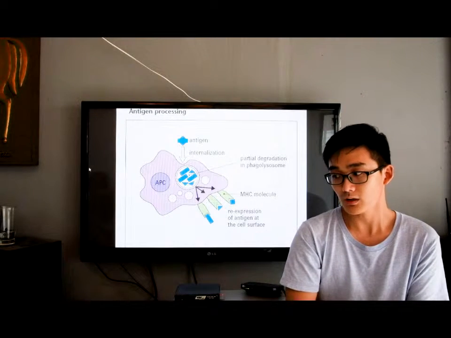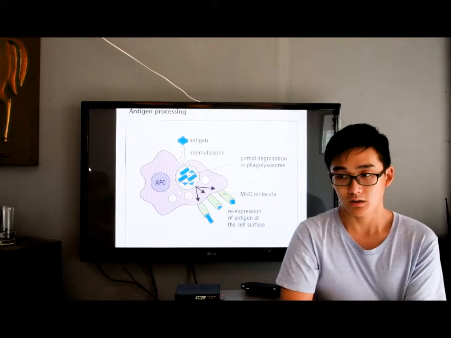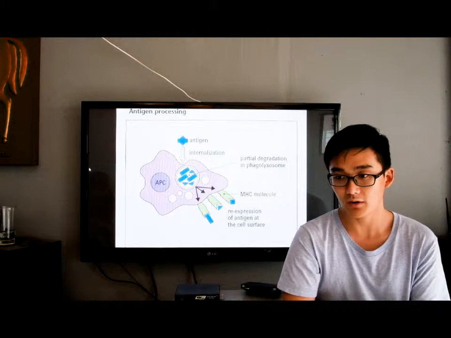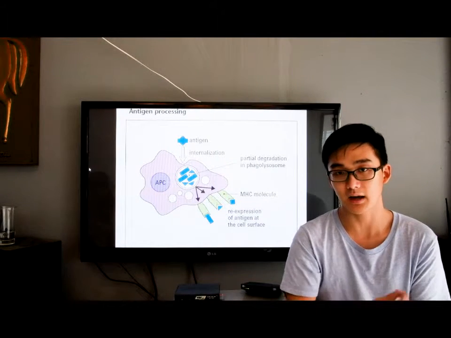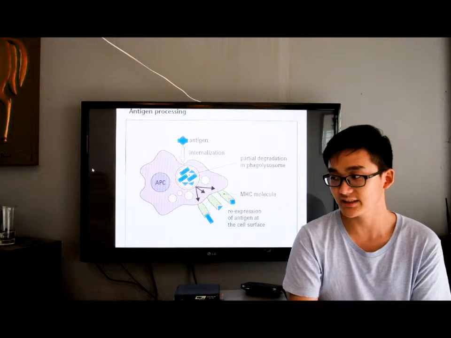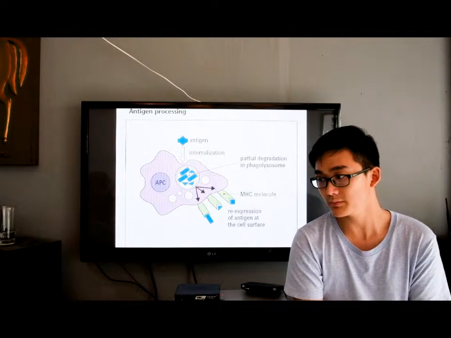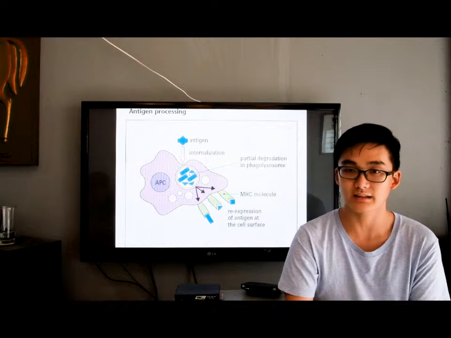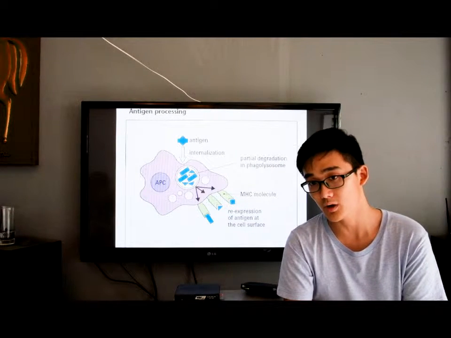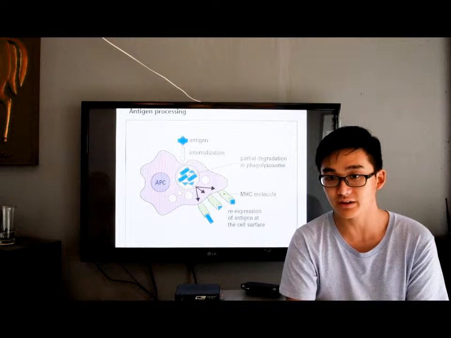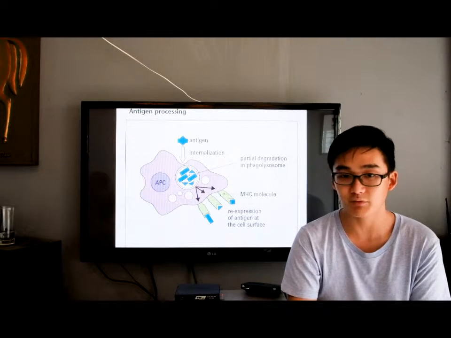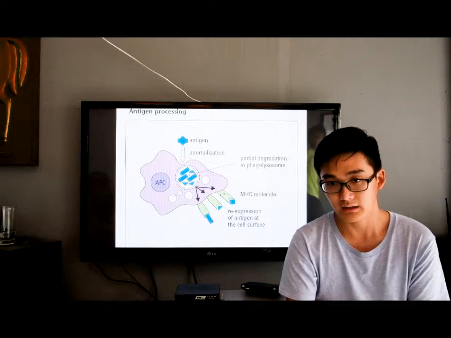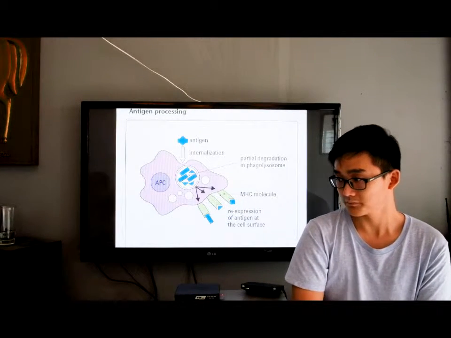All of the monocyte phagocytic systems are antigen presenting cells, which means they can engulf antigen and present them on the MHC class II protein on the surface membrane, and that protein is crucial to activate the helper T cell.